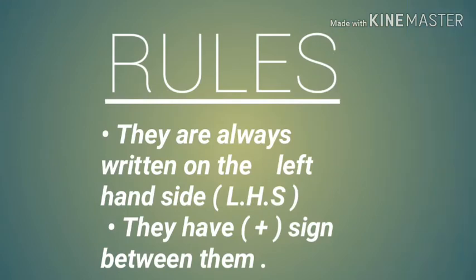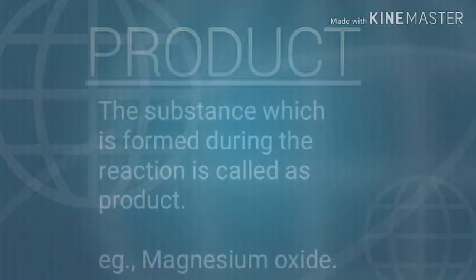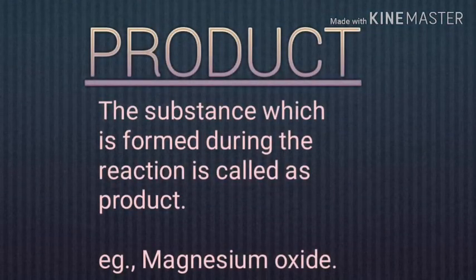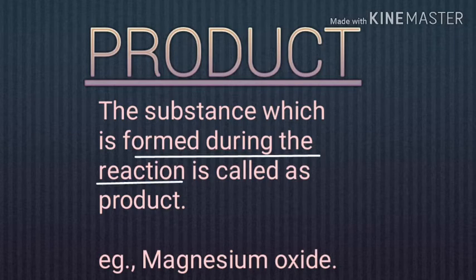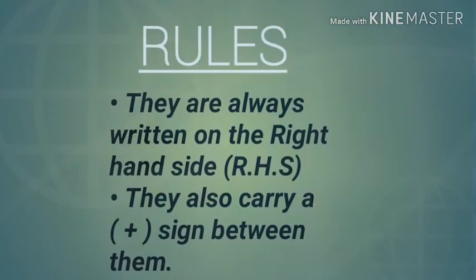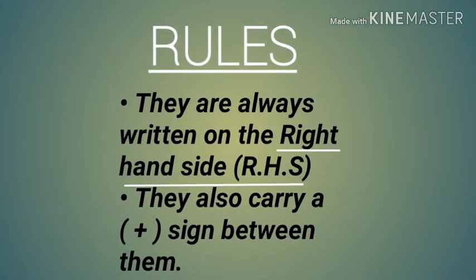Reactants are always written on the left hand side with a plus sign in between them. Moving on to products, a product is a substance which is formed during the reaction. For example, magnesium oxide. Products are always written on the right hand side and they too are separated with a plus sign.